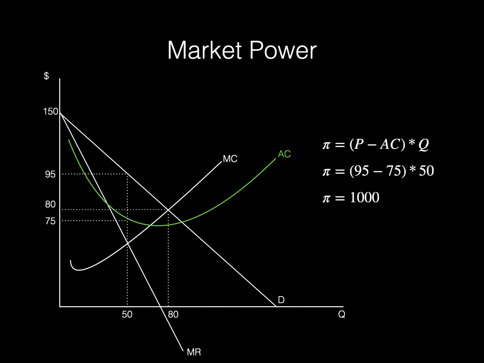The easiest way to solve for profit is to use the equation that has profit as a function of price and average cost because these are the values we are given. Plugging in for price, average cost, and quantity, we get a profit of $1,000.